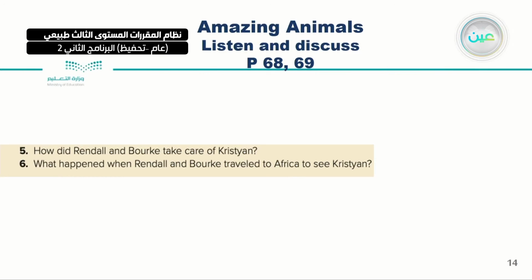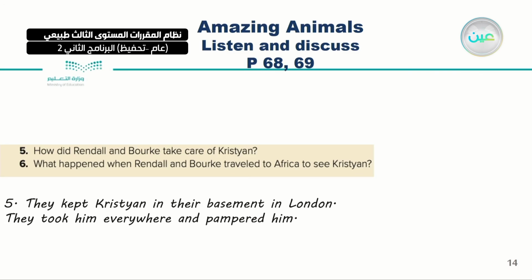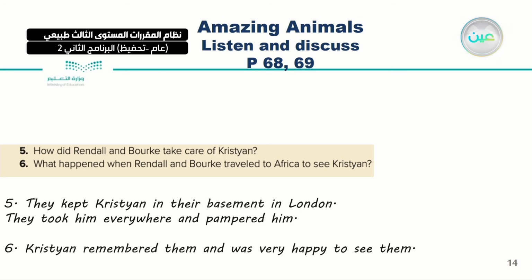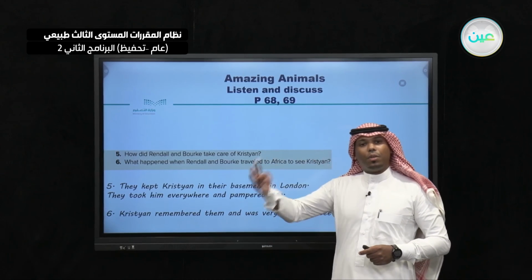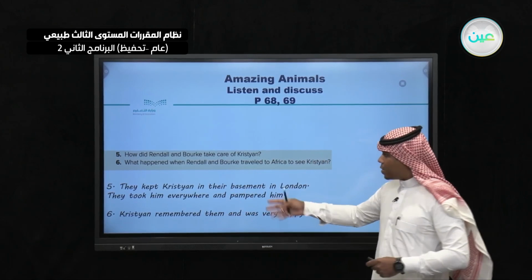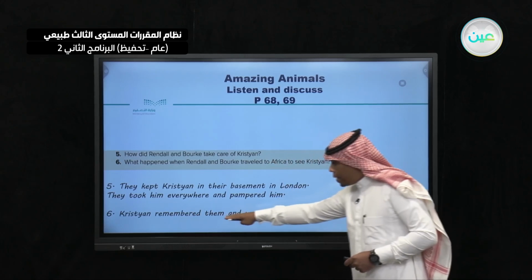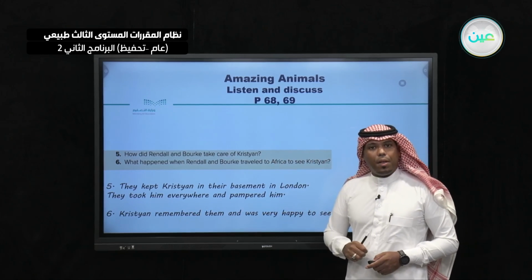Number 5. How did Randall and Burke take care of Christian? How? So what happened between them? They kept Christian in their basement in London. They took him everywhere and pampered him. Very good. What happened then? Number 6. What happened when Randall and Burke traveled to Africa to see Christian? Christian remembered them and was very happy to see them. He sat on his back legs, and he started to give them love and embrace and so on.